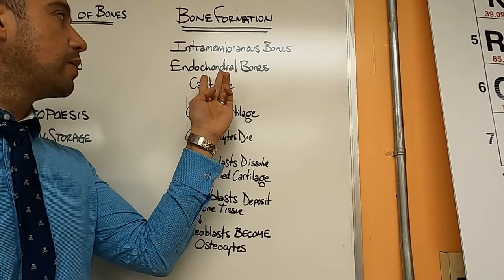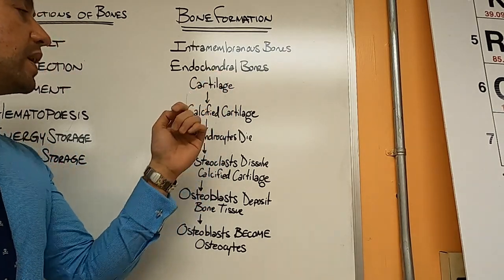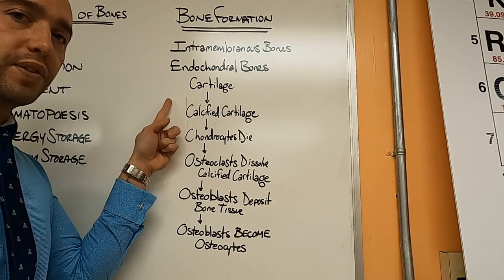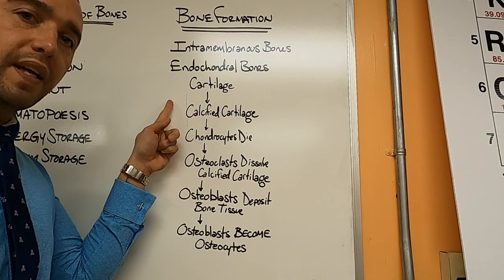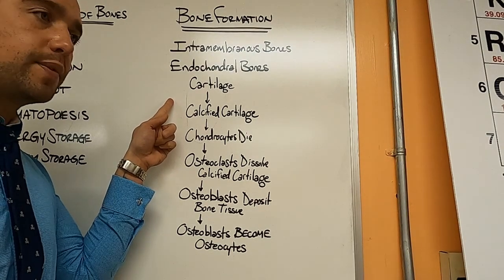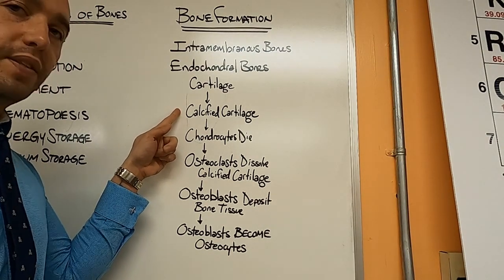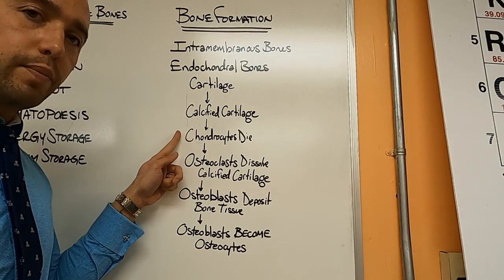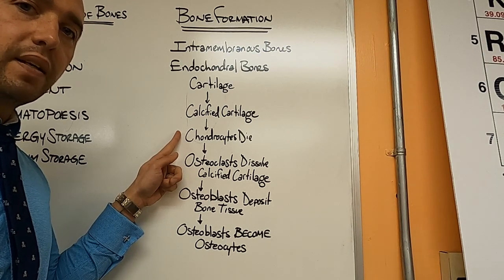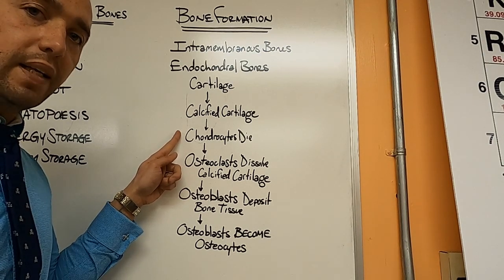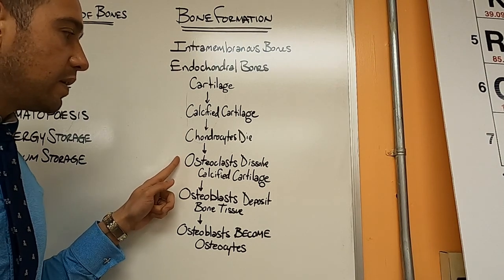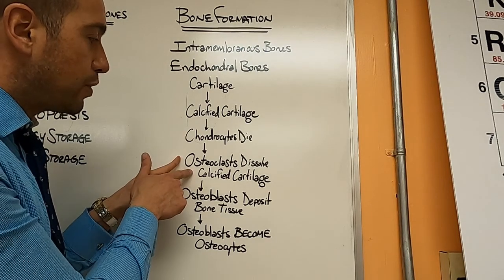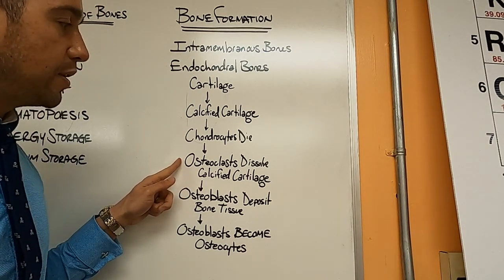Most bones in the body are endochondral bones. They start off as cartilage, and eventually the cartilage will start to absorb calcium phosphate, calcium chloride, and other calcium salts, and become calcified and start to harden. That hardened cartilage prevents the chondrocytes, the cartilage cells, from surviving, and they die. That now calcified cartilage with dead chondrocytes in it is broken down by a type of cell called an osteoclast.